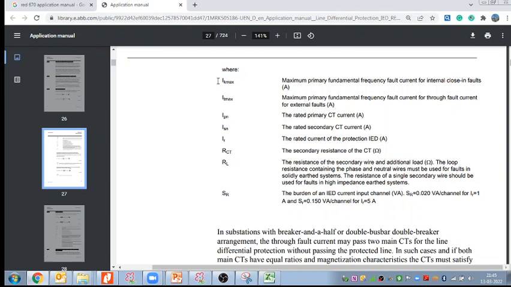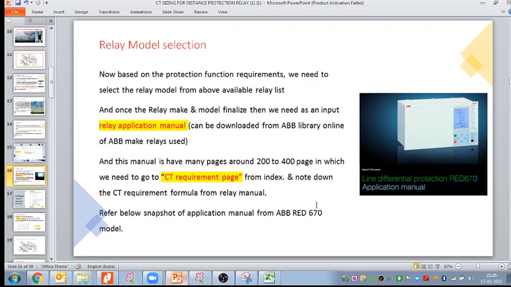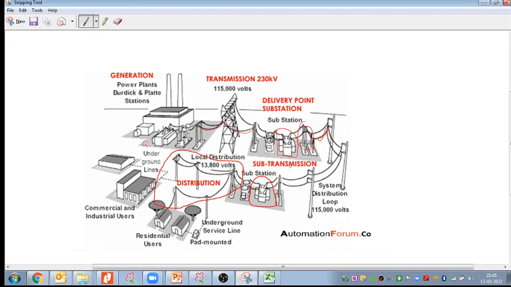So the IK max value, can we take the maximum fault level of that substation? Should we take it or not? Suppose the fault level of this substation is 63 kiloampere or 50 kiloampere. So I will take 50 kiloampere if the fault value of this busbar or of this switchgear is 50 kiloampere. So IK max I can take 50 or 60, whatever the maximum fault current.